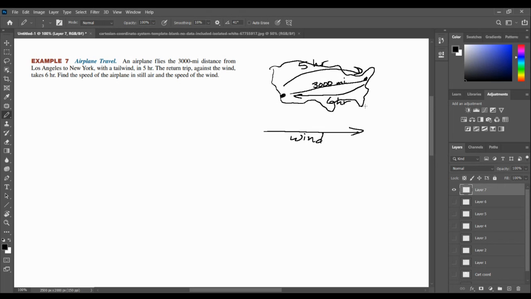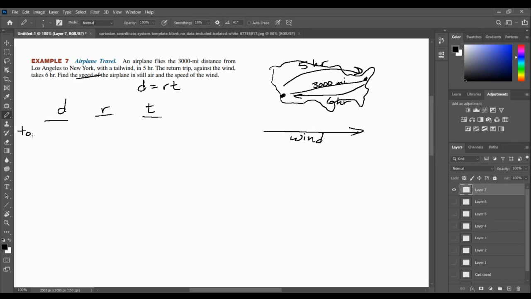Now when I see that, we've got time, we've got distance, we've got wind, it's asking me for speed. That reminds me of that equation that we learned, that distance equals rate times time. I'm going to take advantage of that idea, and I'm going to go ahead and create a table with distance, rate, and time.